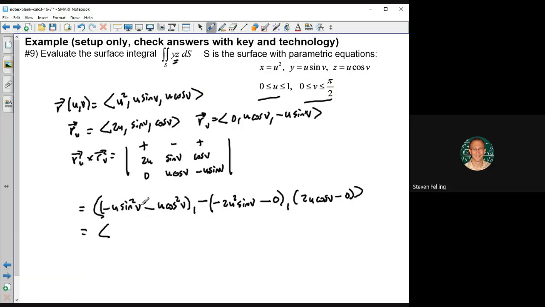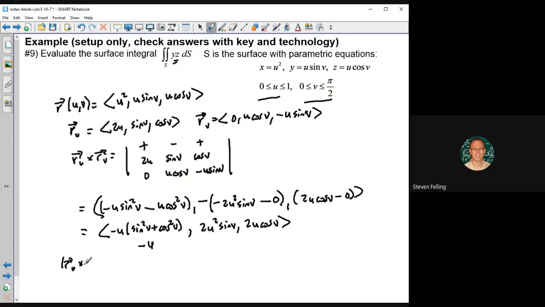You know what, I can factor out a negative u here, and I would get sine squared v plus cosine squared v, which means since that's 1 that this is negative u. Here I've got a negative negative, so that's positive 2u squared sine v. And then here I've got 2u cosine v. All right. And then, unfortunately, I believe I have to take the magnitude of this. Yeah, so let's take the magnitude.